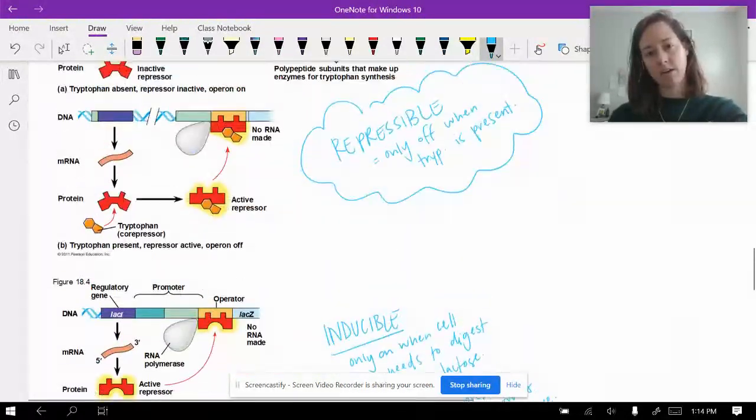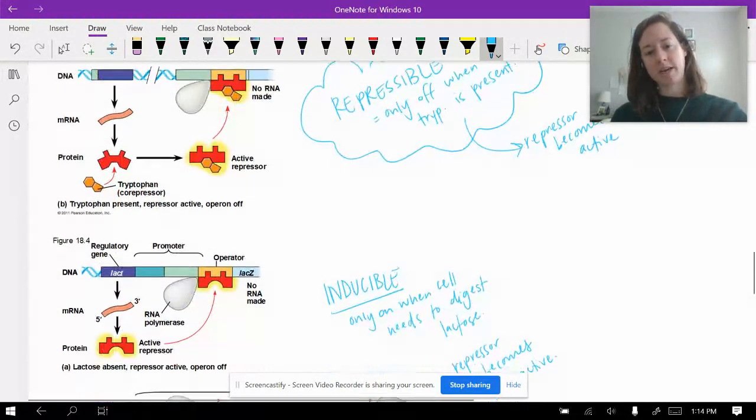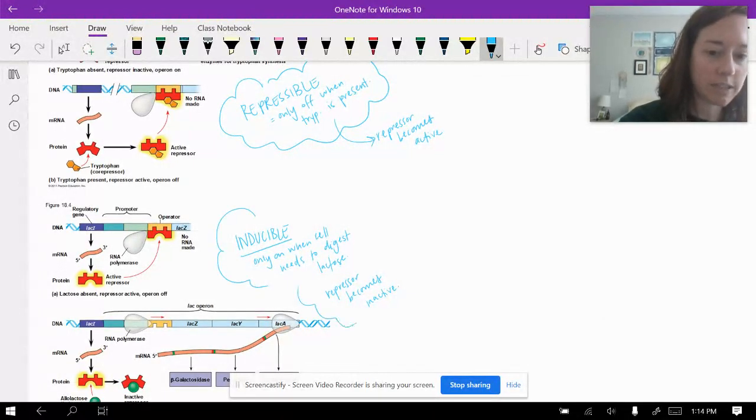Whereas up here, the repressor becomes active. So both of these examples were related to repressors being inactive or active.